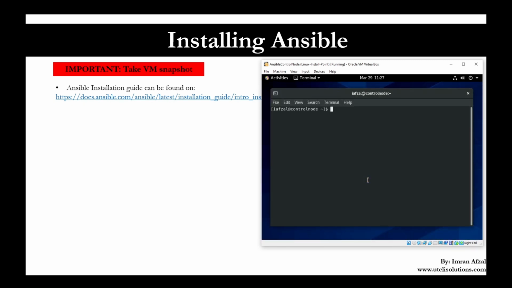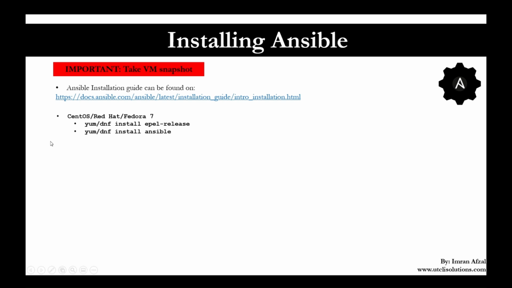So we have the terminal open. The next step is for CentOS, Red Hat, Fedora version 7, you will have to run the command yum or dnf. DNF is going to be replacing yum eventually, so for now, you could use either or. So install EPEL-release and then install Ansible.